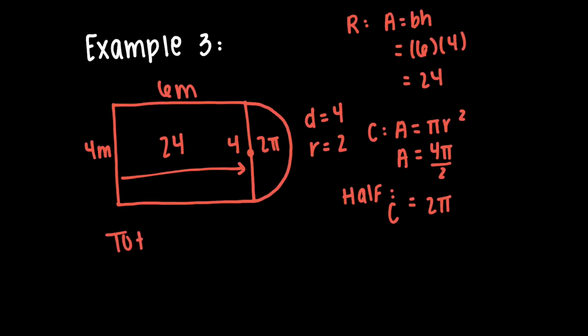I take my total area, and I need to find it. So 24, which is the rectangle, plus 2 pi does not simplify, I cannot combine them. So we're going to leave it as 24 plus 2 pi meters squared.